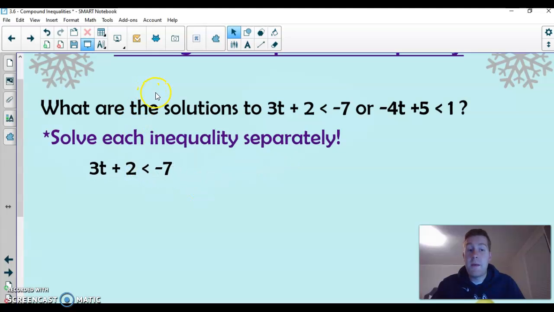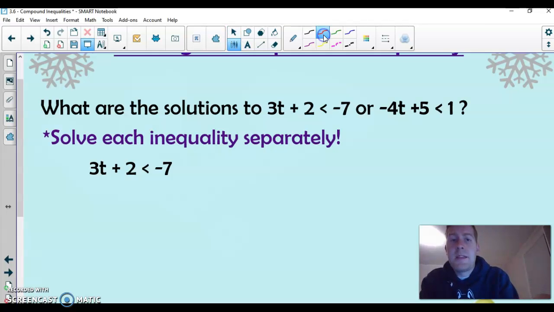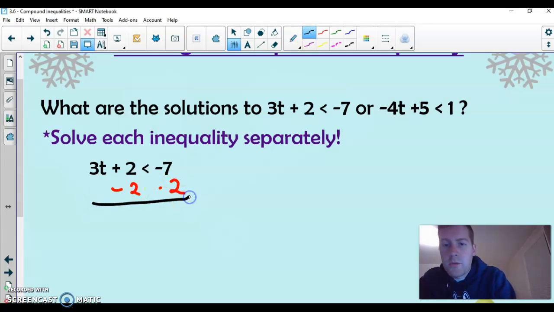So again, think about equations and inequalities. Our goal is to get the variable by itself. To start, we're going to look at the side of the inequality with our variable, which is the left-hand side, and ask ourselves, what do we have to do to get t by itself? We always want to undo addition before we undo multiplication. So I'm going to subtract 2 from both sides, because we know positive 2 minus 2 will be 0, right? So those 2's cancel out.